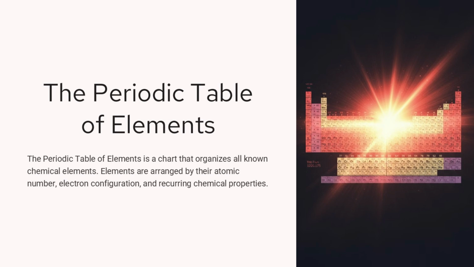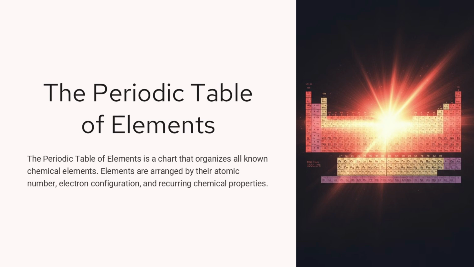The periodic table is a fundamental tool in chemistry, organizing all known chemical elements. Elements are arranged based on their atomic number, electron configuration, and recurring chemical properties. This visual representation helps us understand the relationships and patterns between elements. The periodic table reveals important information about each element, such as its reactivity, state of matter, and atomic structure.